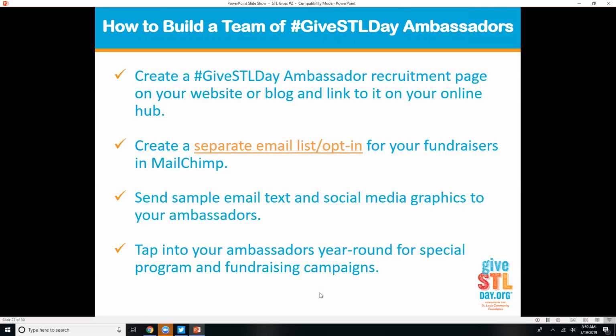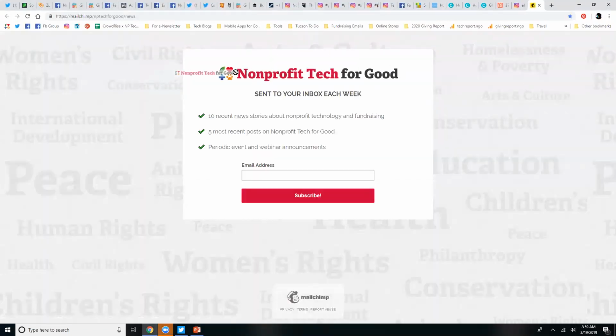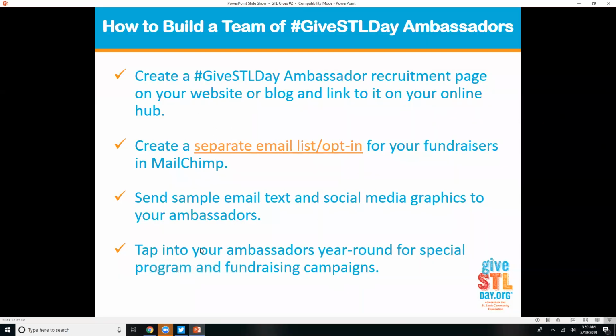Last thing, very simple. A Give STL Day ambassador program, you create a page on your website, you say, hey, promote us on Give STL Day. You can go into MailChimp, Constant Contact. You can create a unique list and a unique opt-in. So this can be something that can be our organization, social media ambassadors, the URL. Write your own text, put your own logo, put your own background. Sign up to become a social media ambassador. It goes to a unique list inside of MailChimp or a Constant Contact. Takes about 2 minutes to set up.